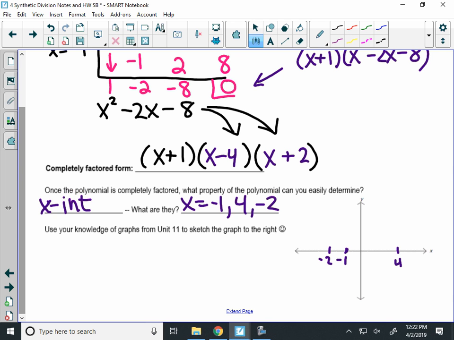What degree does this polynomial have? 3. So do my arrows go in the same or opposite directions? Opposite. The leading coefficient is positive, so do I start low or high? Low and then high. So I start down here. Do any of them have multiplicity more than 1? No, so I'm going to cut right through the axis at negative 2, come back down, and then go back up. And there's a sketch of your polynomial.